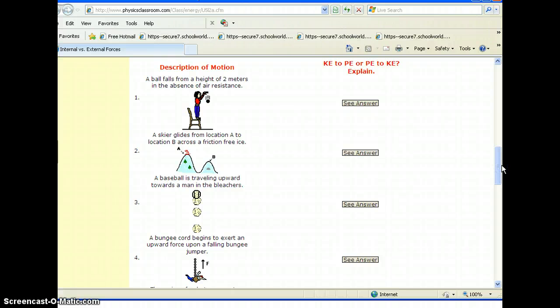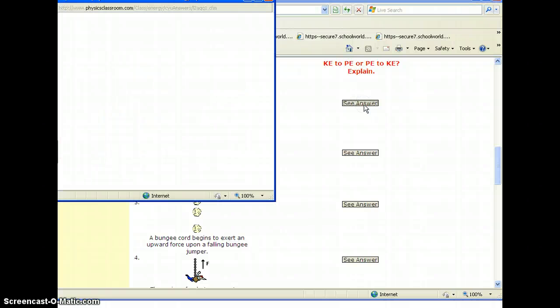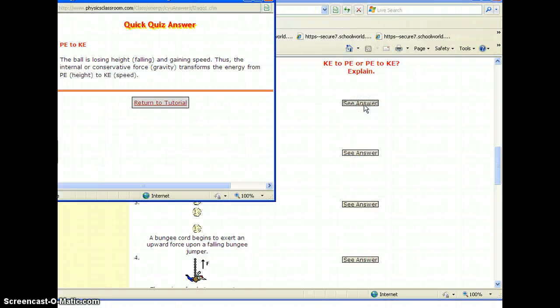A ball falls from a height of 2 meters in the absence of air resistance. KE to PE or PE to KE? So what was the ball doing? What is it currently doing? That would be an example of PE to KE. The ball is losing height, it's falling. So PE to KE, it's gaining its speed.